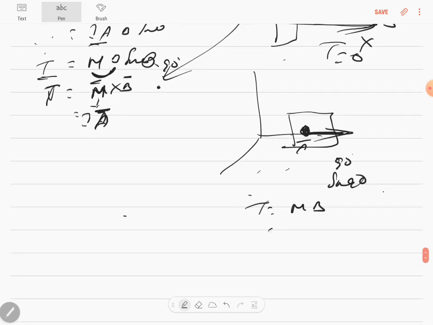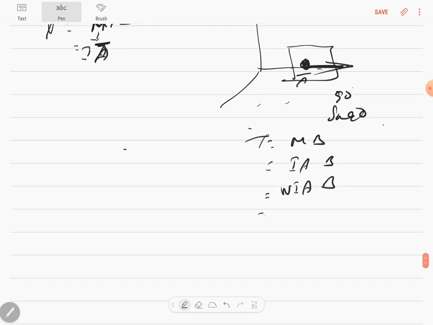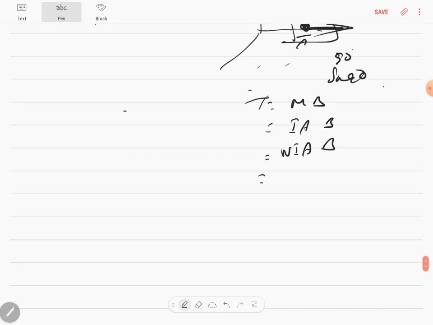And you know M itself is IA, but with N number of turns, M becomes NIA, into B. So what is the number of turns given in the question? 2000 turns. What is the current? 200 milliamps, so 200 into 10 to the power minus 3. What is the area? Length into breadth, 8 into 6 is 48.